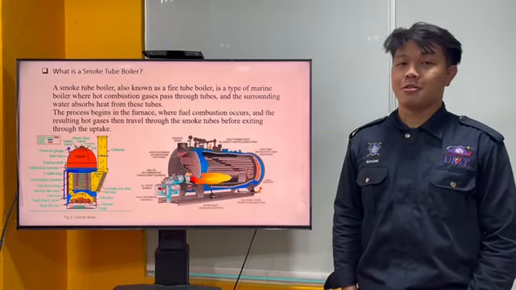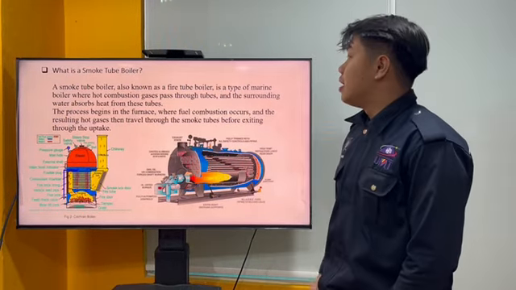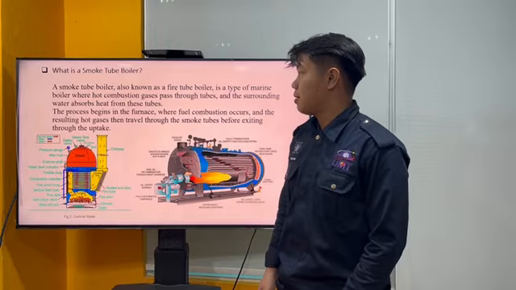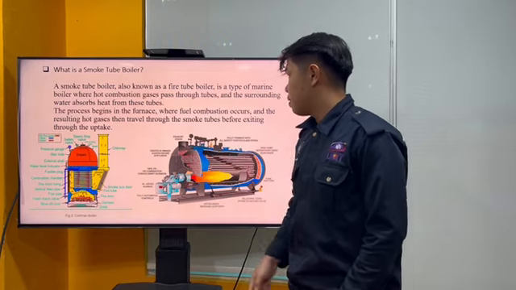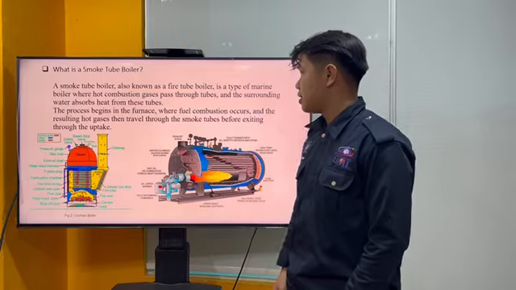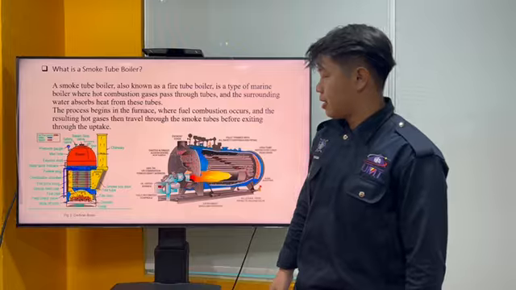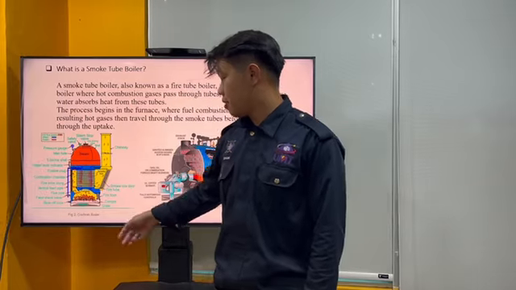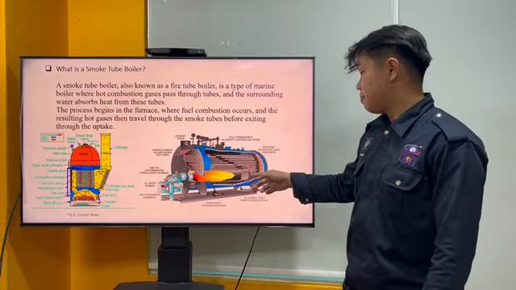First of all, before we go through to our objective, we need to know what is a smoke tube boiler. A smoke tube boiler, also known as a fire tube boiler, is a type of marine boiler where hot combustion gas passes through the tube and the surrounding water absorbs the heat from the tube. This process begins in the furnace, where fuel combustion occurs and resulting hot gases travel through the smoke tube before ejecting through the uptake. So this is the example of the vertical smoke tube boiler, also known as Cochrane boiler. This is the horizontal tube boiler.